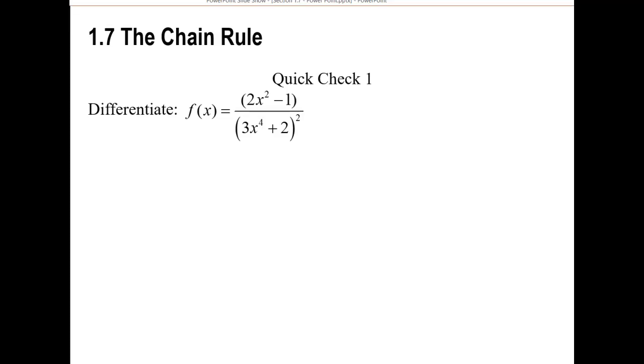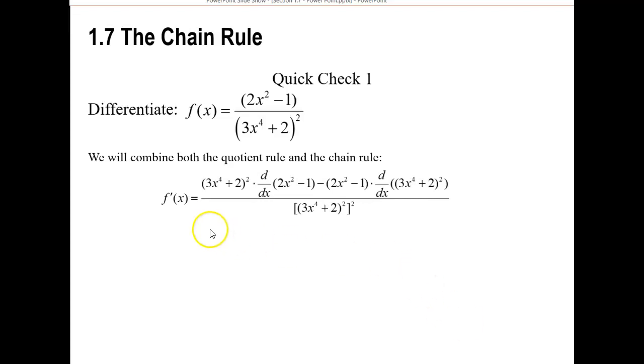All right, this next one is differentiating via quotient rule. So we have to use the quotient rule first, but as we have to take the derivative of the denominator, we will need to utilize the chain rule. So combine both quotient and chain rule. All right, so quotient rule says take the bottom function, 3x to the fourth plus 2 to the second, times the derivative of the top, minus the top function, 2x squared minus 1, times the derivative of the bottom, and then divide by the bottom squared.